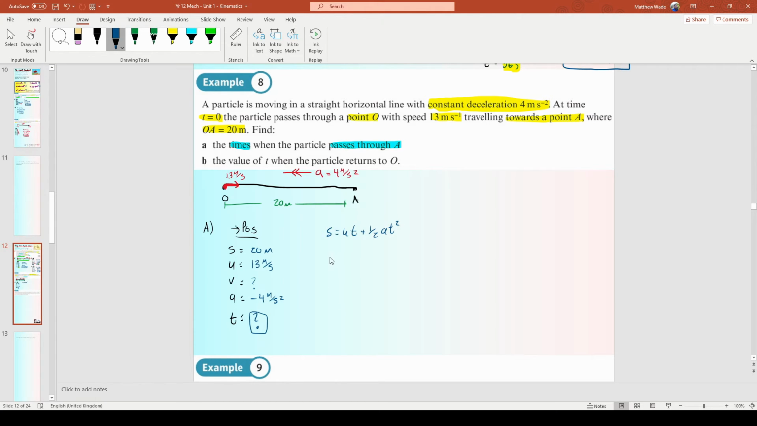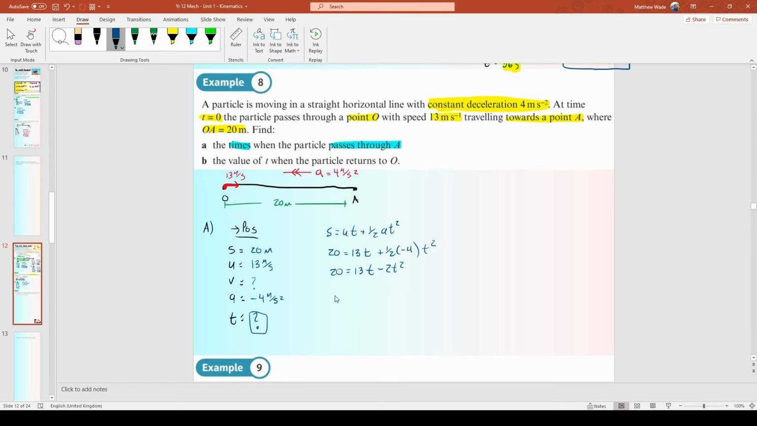So numbers in, s is 20. 20 equals 13t plus 1/2, a is -4, t squared. So in other words, 20 equals 13t minus 2t squared. Oh no, buddies! We can't solve it! There's different powers of t! If only there was a way to solve this! That's right, buddies! You can solve it! It's a quadratic! How exciting!